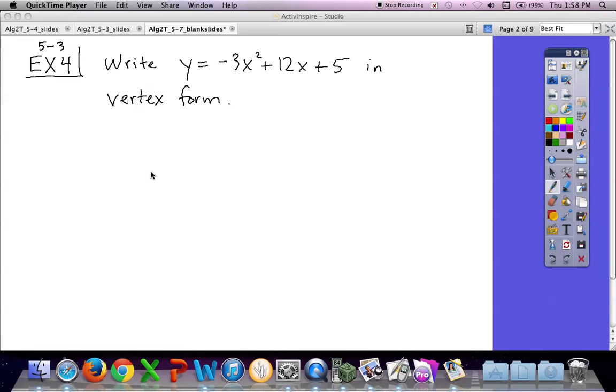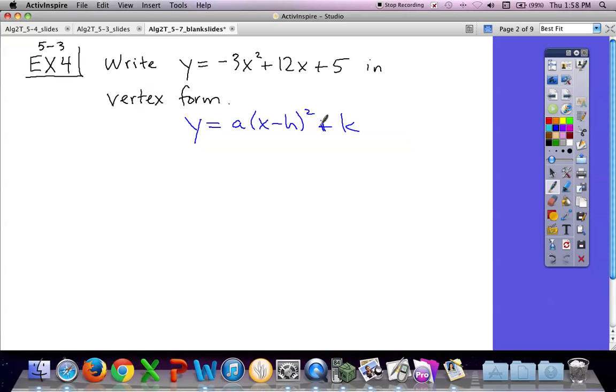Which is how we take something that's written in standard form and write it in vertex form. Remember, the vertex form looks like y equals a times (x minus h) squared plus k. So we would have to find the a, h, and the k in order to fill that in. Where do we get the a from? It's the same a right there, so we're just going to reuse that.